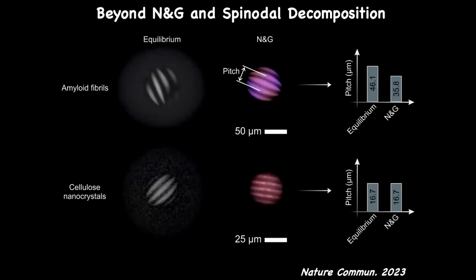Okay. So if you put it back now in context, this is the amyloid fibers. If you do the binodal thread breakup, so you take the equilibrium phase, you really screw it inside, you get a pitch of 46 micron, you get inflation and growth, you get 35, 36. This is a significant difference. But if you take the thermodynamic approach to the binodal line, immediately the nanocellulose gives 16.7, 16.7.